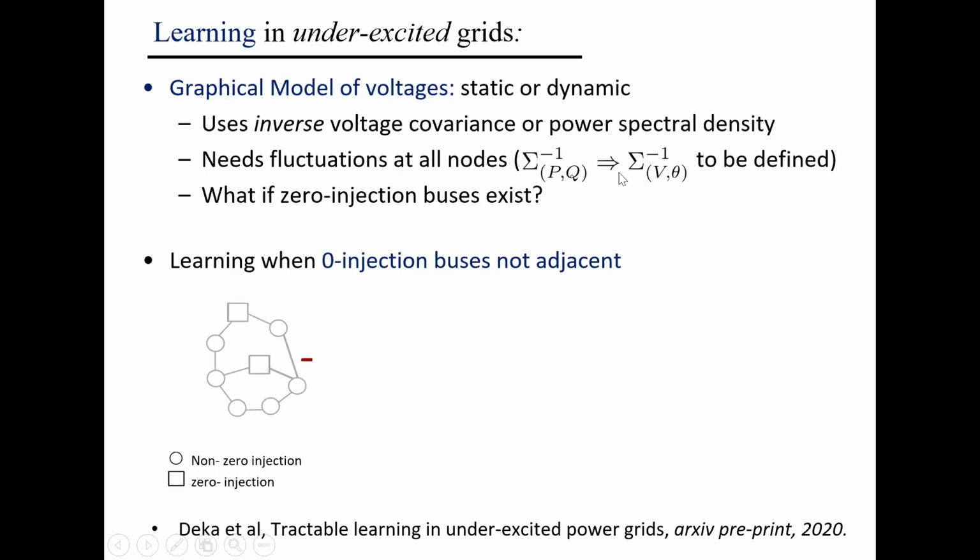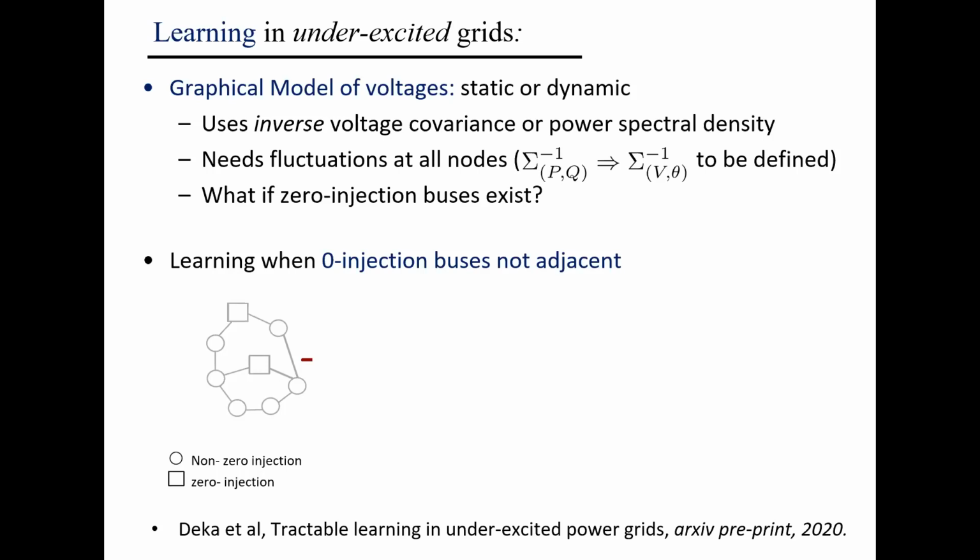And just using the power flow relations, you can see that such inversion is only allowed when the nodal injection correlation, so not the voltage correlation, but the injection correlation, is also invertible, which actually implies that there should be fluctuations everywhere. In a dynamic context, this is equivalent to saying the system has a disturbance everywhere or it is persistently exciting. Now, such a thing might not really happen, right?